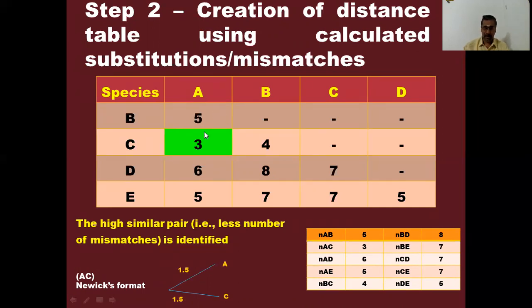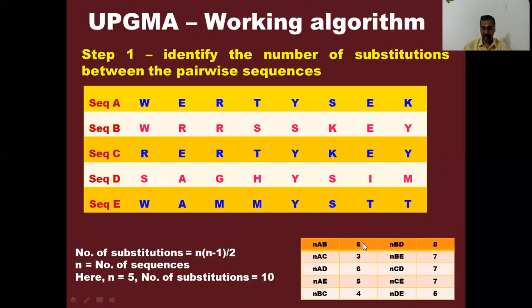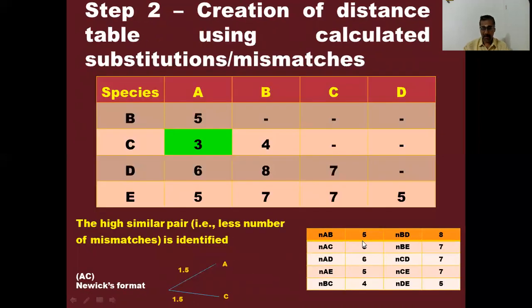Now you put A and B. Already we have calculated that A and B contain 5 replacements. You put 5 here. A and C contain how much? You can see 3. You put 3. So like this, you create an initial distance matrix table purely filled with the values which reflect the mismatches or substitutions existing between different pairs. So AB is a pair, CD is a pair, DE is a pair. After filling this table, you observe the numerical values.